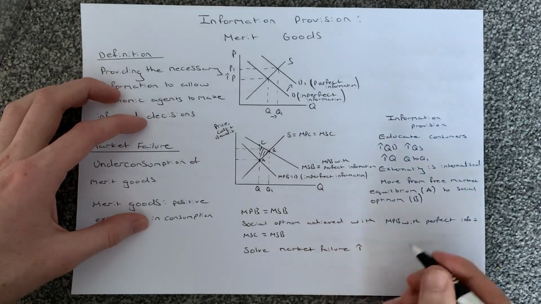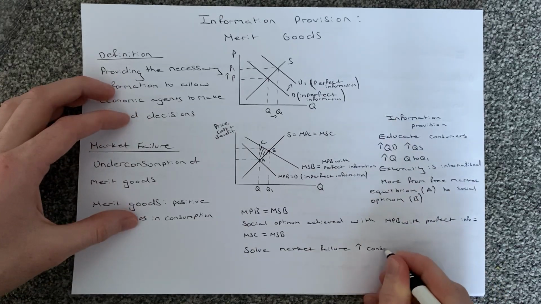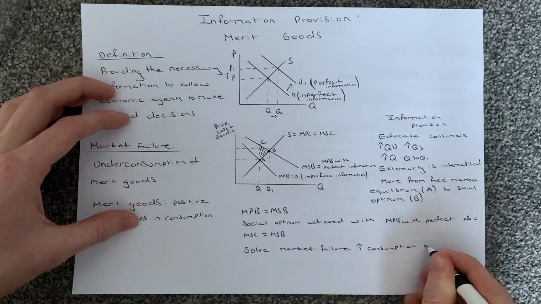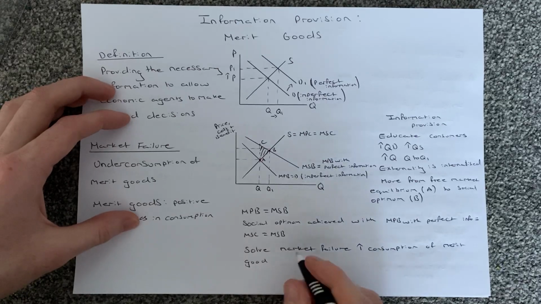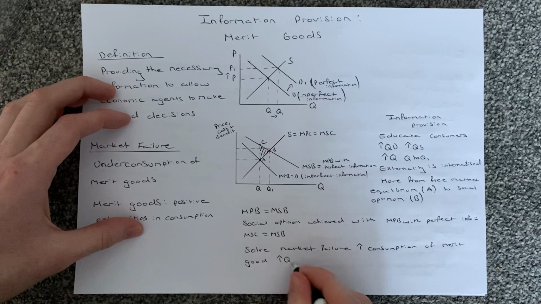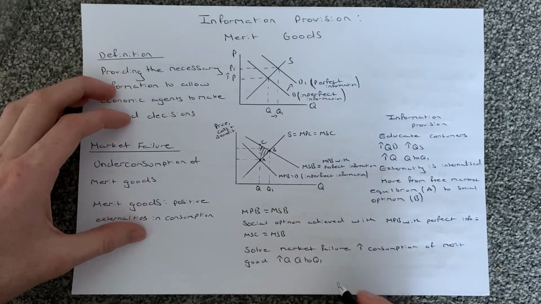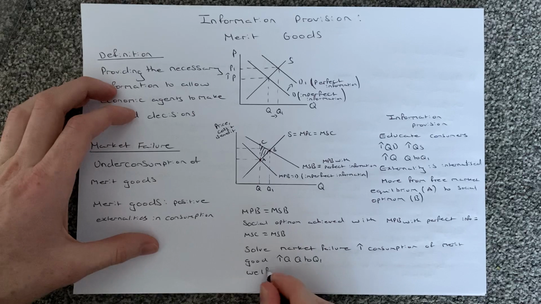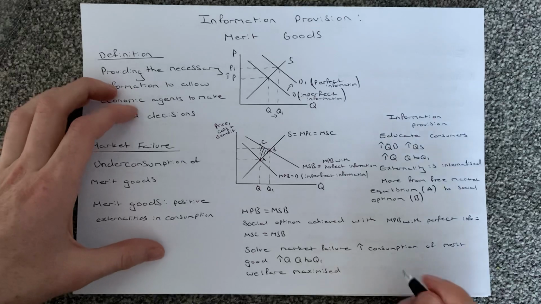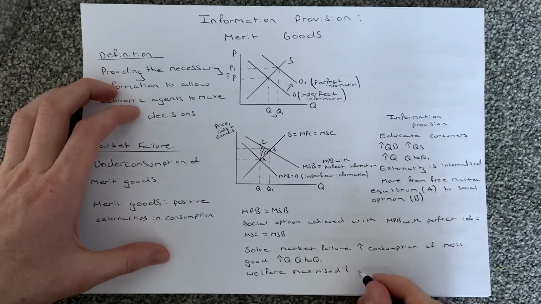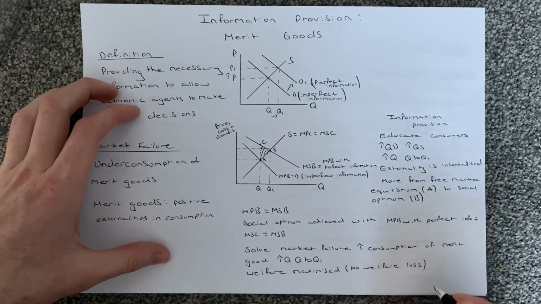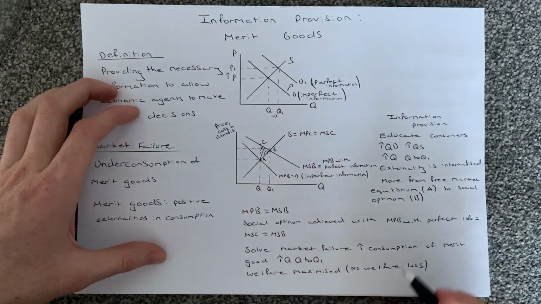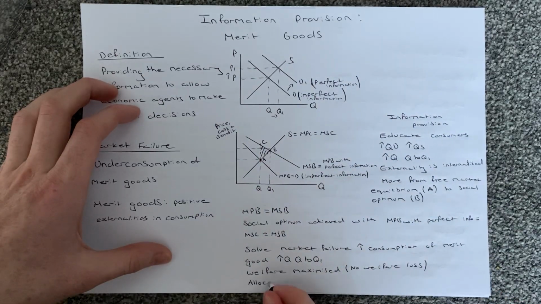because there is increased consumption of the merit good with an increase in quantity from Q to Q1. And what does this do? Well, welfare is maximised because we're at the social optimum. There's no welfare loss. We eliminate that welfare loss that was originally seen, and we get allocative efficiency.